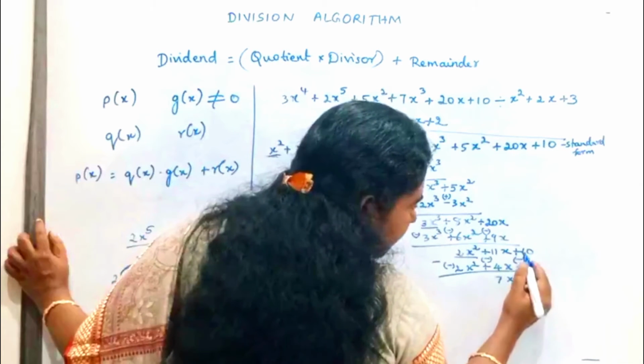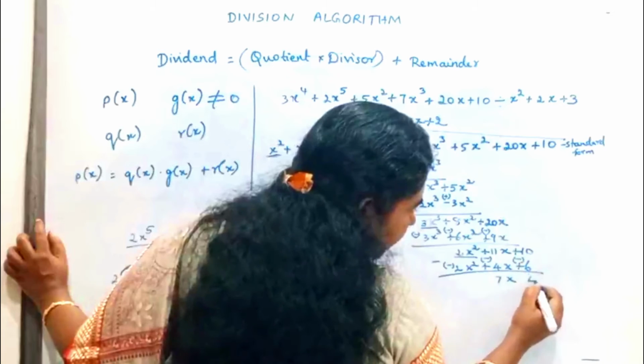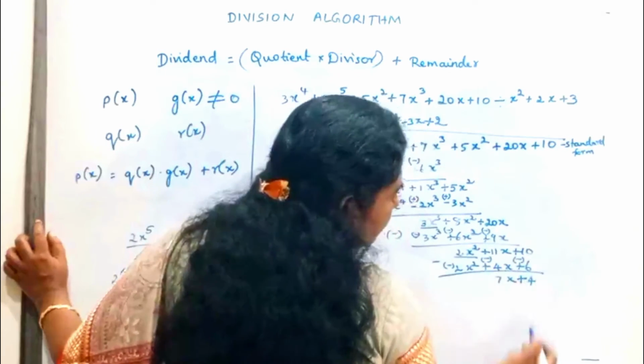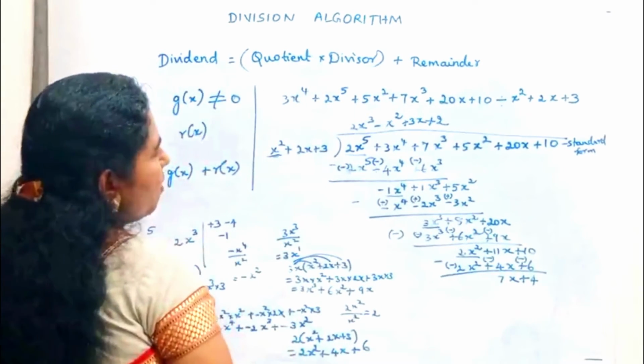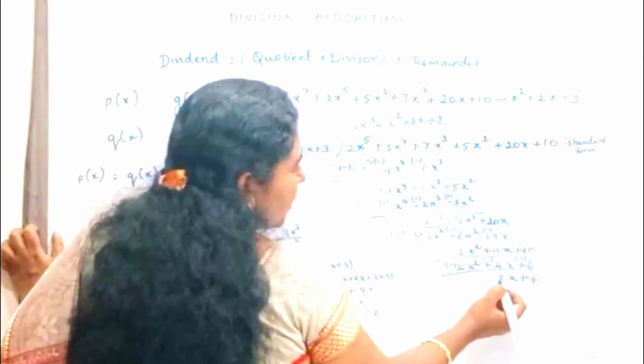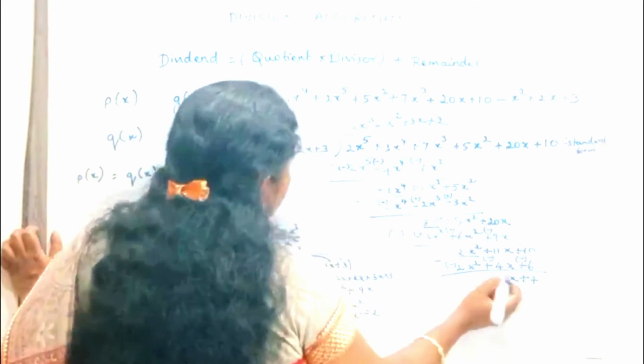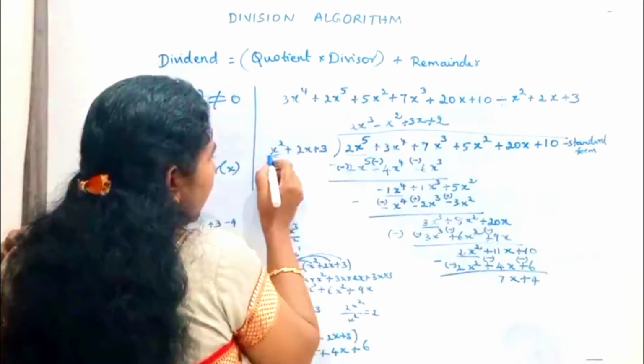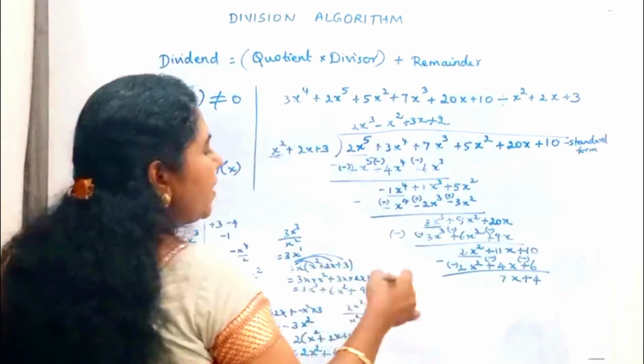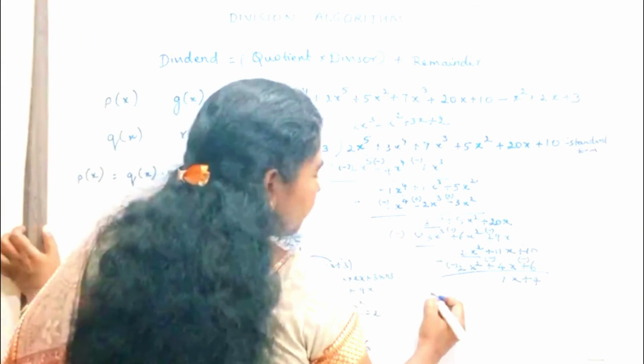So it becomes, we have to subtract. So it becomes 4, greater number as plus sign. So 7x plus 4. Okay, now next we have to see whether we can again divide or not. Here we are having 7x. Here we are having x square. Now if we are dividing further, what happens?